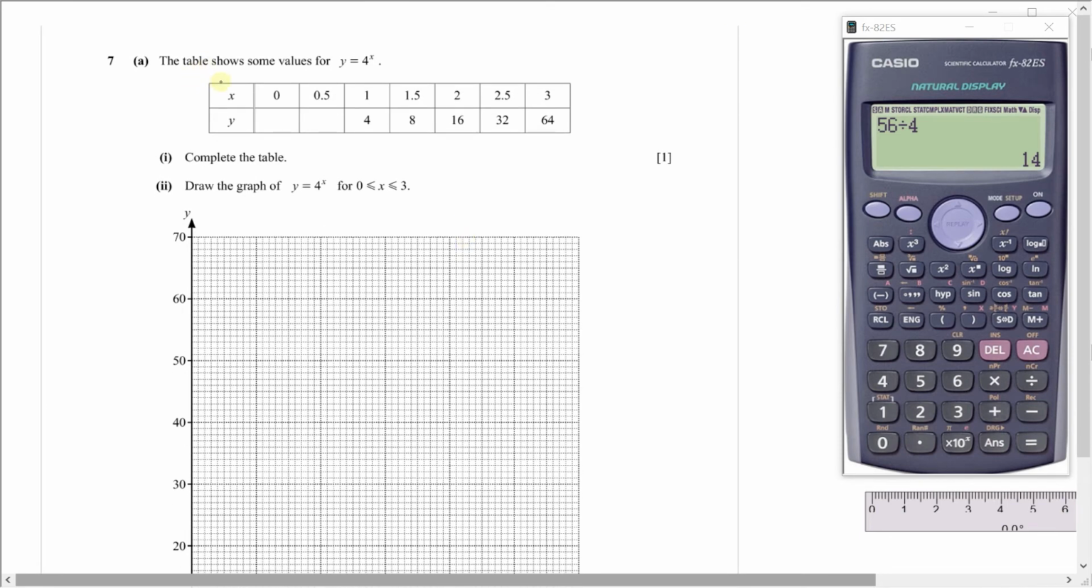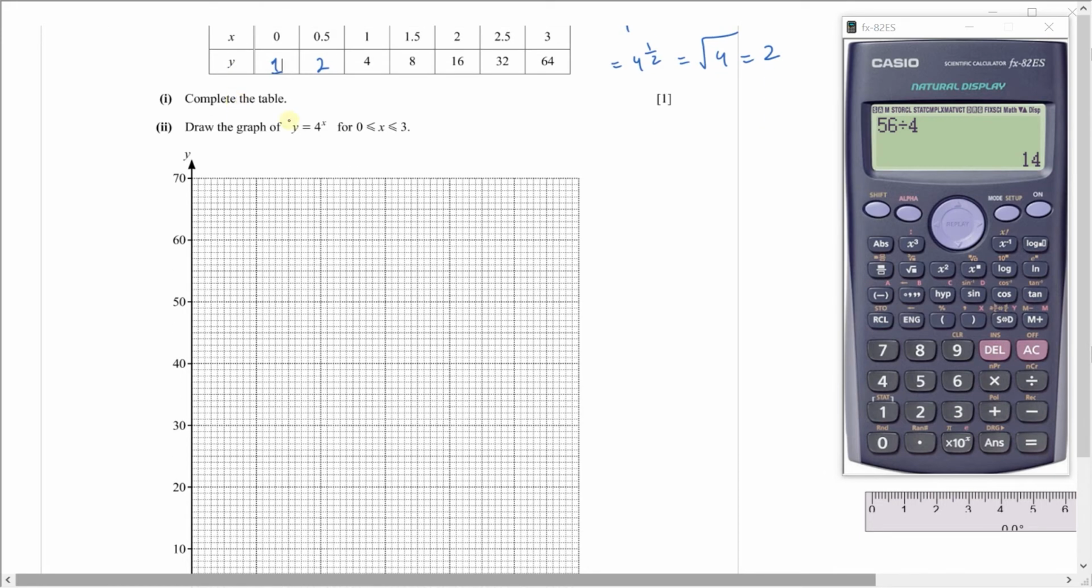Question number 7, the table shows some values for y equals 4 power x. So the first part is you have to complete the table. So if x is 0, 4 power 0 will be 1. Anything power 0 is 1. The next is 4 power 0.5, which means 4 power 1 over 2, which is basically the square root of 4, which is 2.